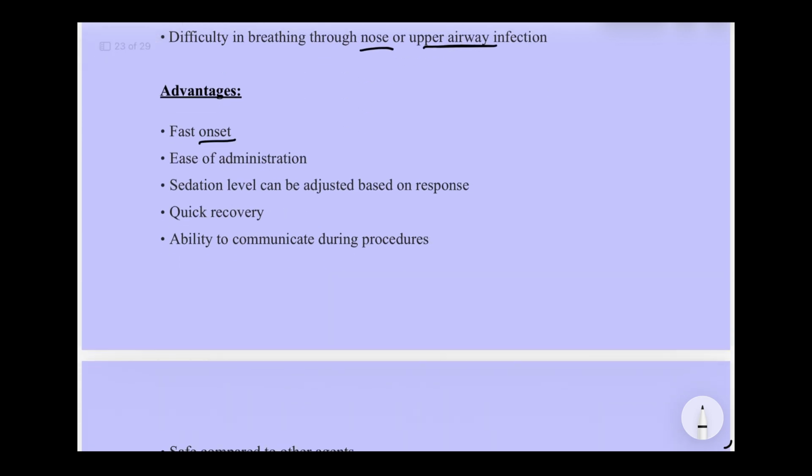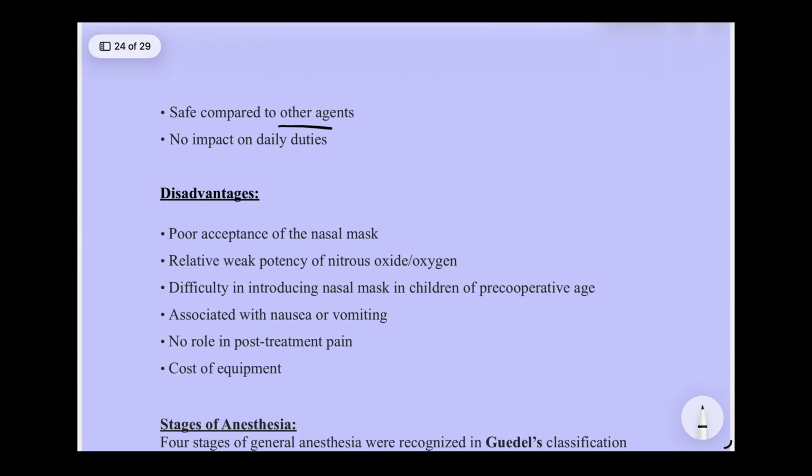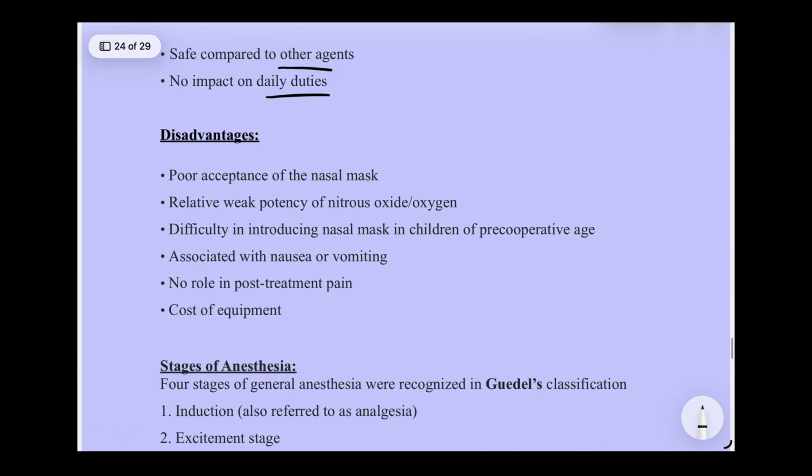Advantages: fast onset, ease of administration, sedation level can be adjusted based on response, quick recovery, ability to communicate during procedures. Safe compared to other agents, no impact on daily duties. Disadvantages: poor acceptance of nasal mask.